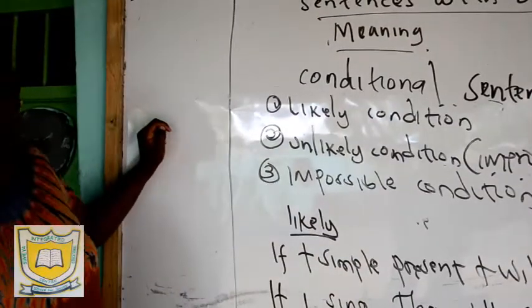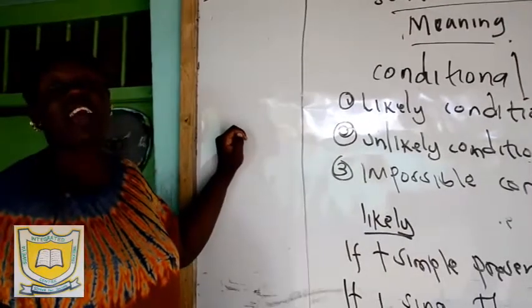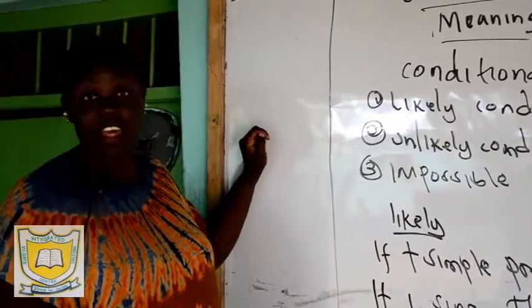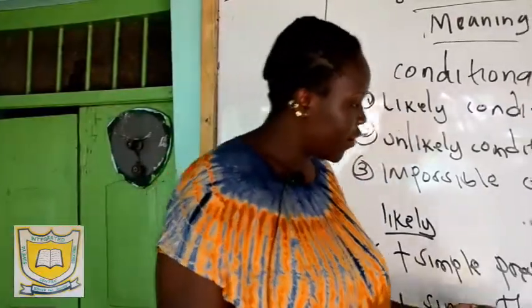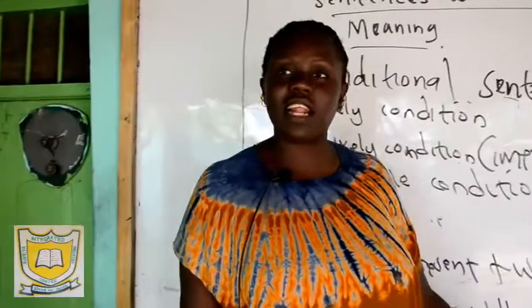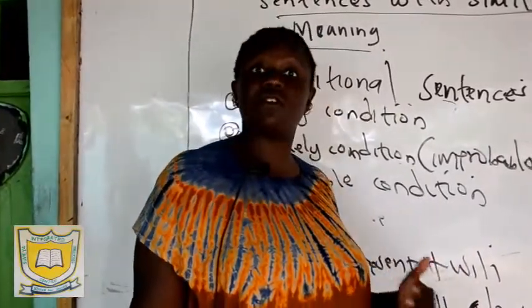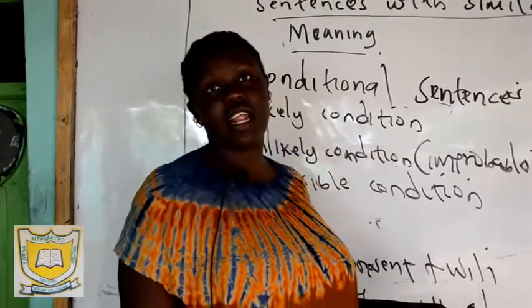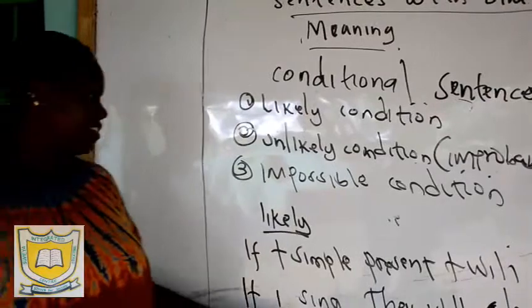You haven't sung yet, and you don't know if they'll clap. But there is a high possibility that if you sing, they are going to clap. You haven't sung yet, and so you don't know, but there is a higher possibility that if you sing, they are going to clap. It is called the likely condition. If I sing, they will clap.